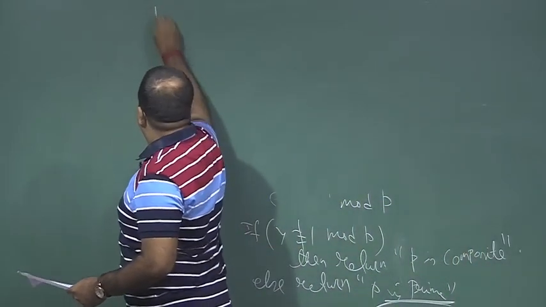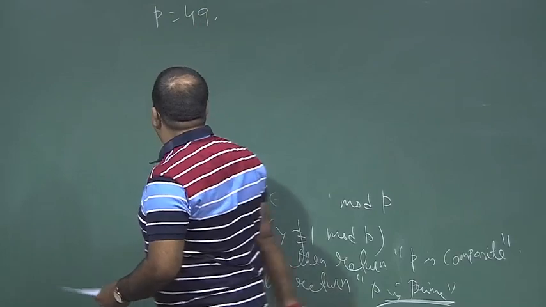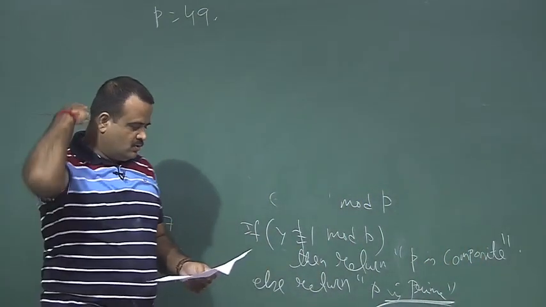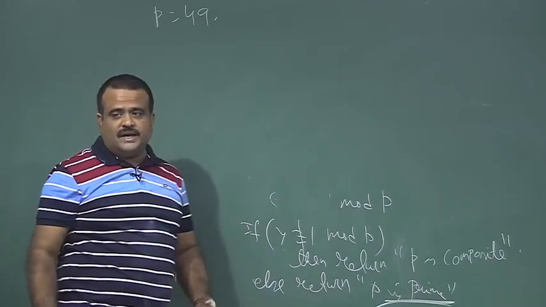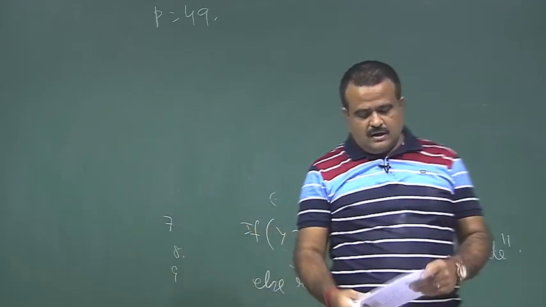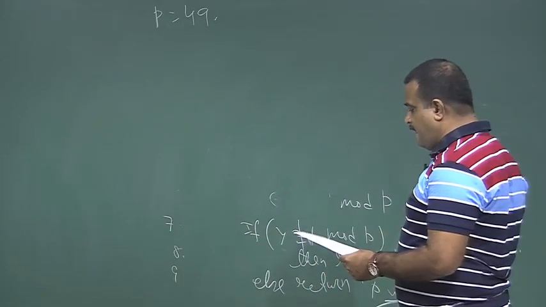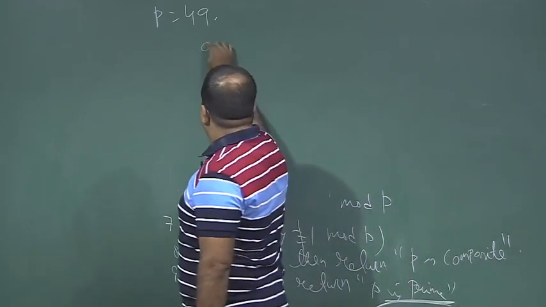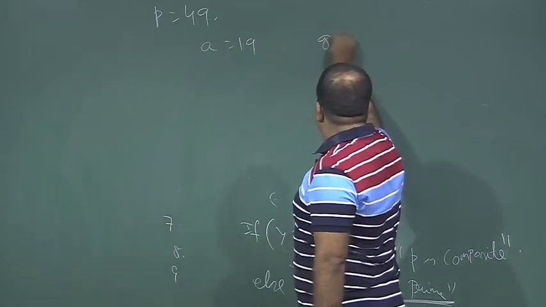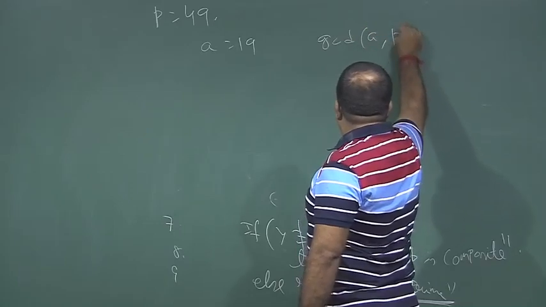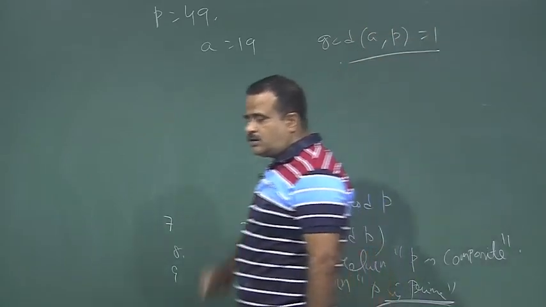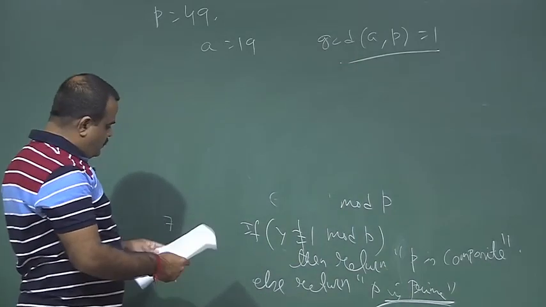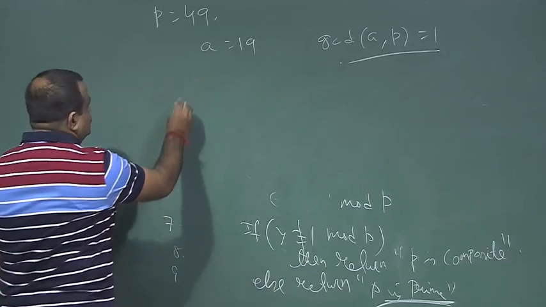So, p is equal to 49. We want to test by Fermat's primality testing whether this is prime or not. So, how to test this? We have to choose a for which the GCD is 1. So, if we choose a equal to, say, 19, then we can compute the GCD of a and p, which is basically 1. For computing this we can use the extended Euclidean algorithm. So, GCD is 1.